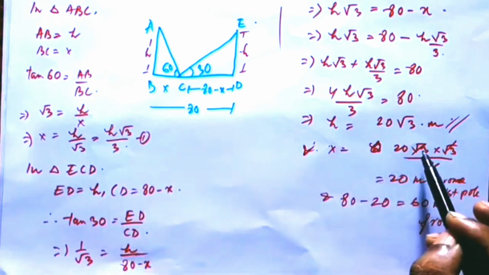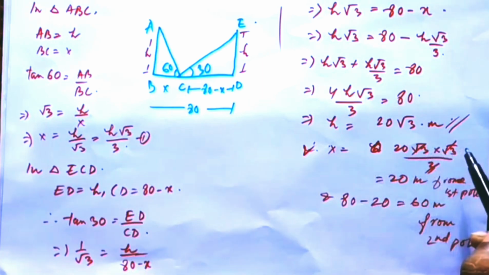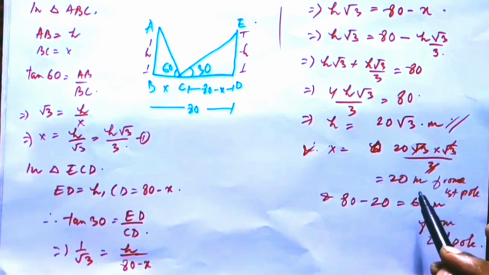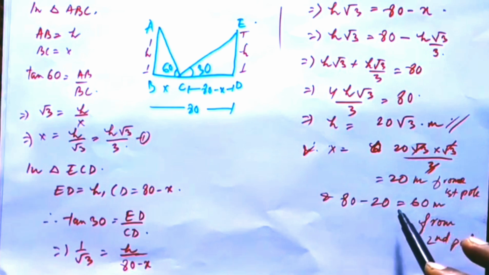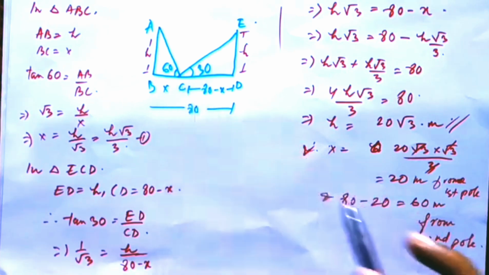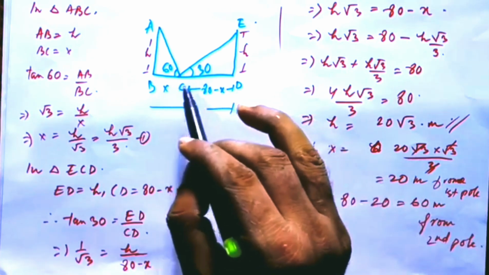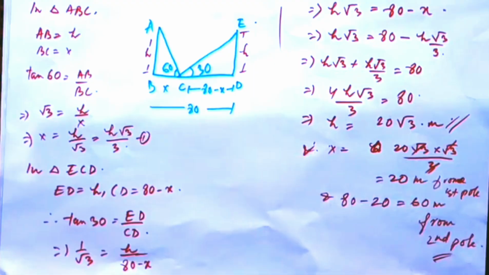Root 3 into root 3 is 3, and the 3 cancels. So we have 20 meter from the first pole. This is the point which is 20 meter from the first pole. Now 80 minus 20 is 60. So the point is 60 meter from the second pole. This is our answer.